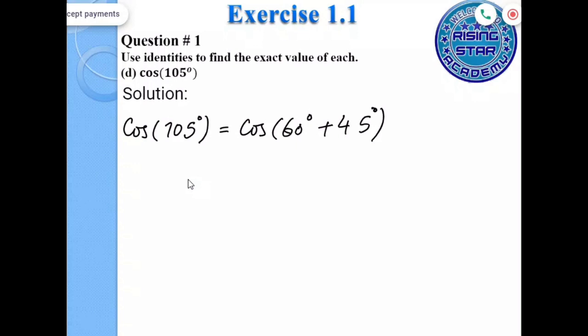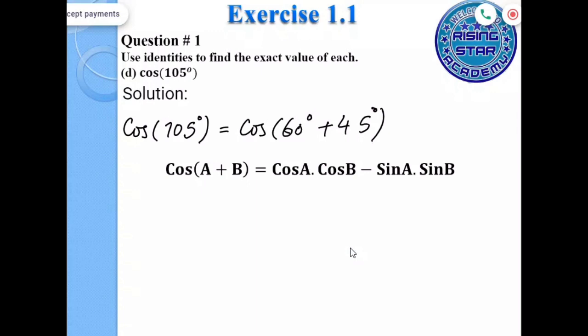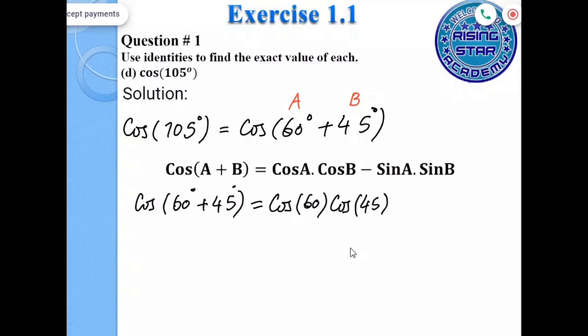Now the next we will apply the identity. So here is the identity. So we will apply it accordingly. So my a value is 60, my b value is 45. Now I would write, so cos of 60 plus 45, that would be cos of 60 into cos of 45 minus sine of 60 into sine of 45.